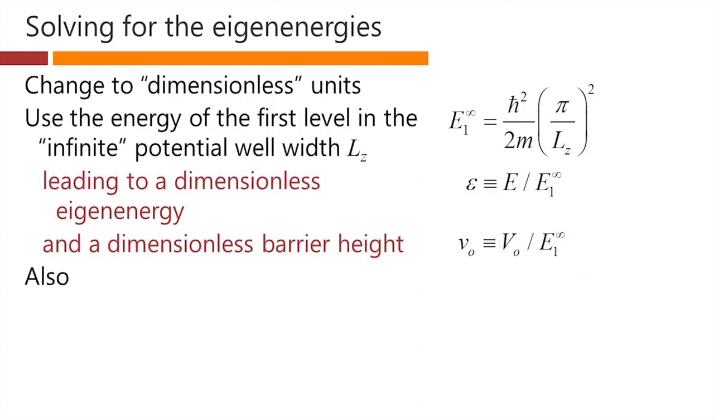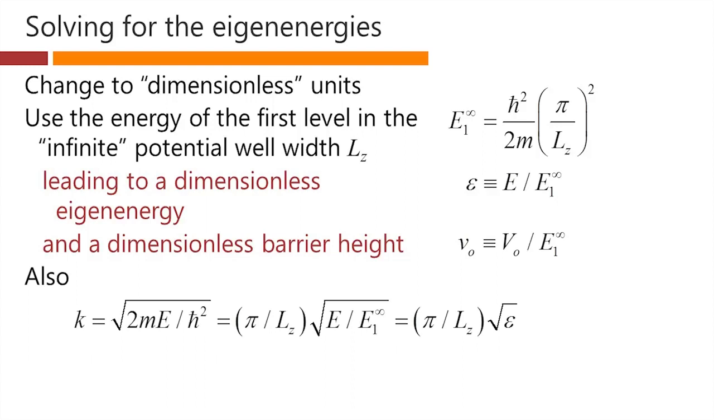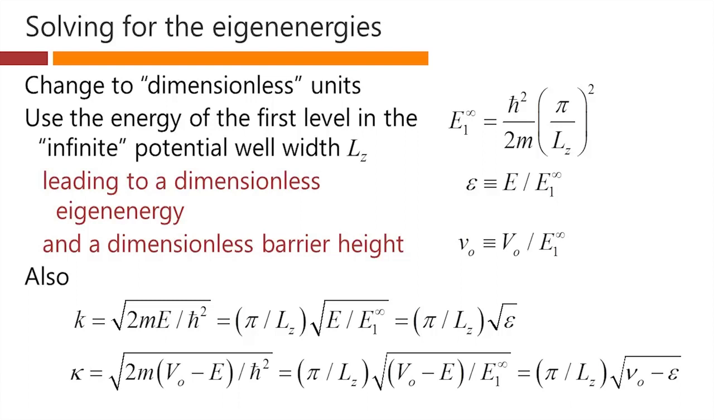Also, in terms of these energy units, originally we had this formula for k. We can rewrite that in here using this quantity E1 infinity, just a little algebraic manipulation, putting this in, you can check that. And equivalently, that's pi over Lz times the square root of this dimensionless energy epsilon. And similarly for kappa, this was our original formula for kappa, we can check this substitution in here. We put in this energy inside the square root and check this all out. You'll find it's equal to that. Or equivalently, pi over Lz times the square root of nu naught minus epsilon.